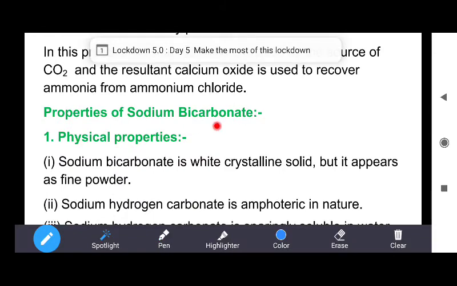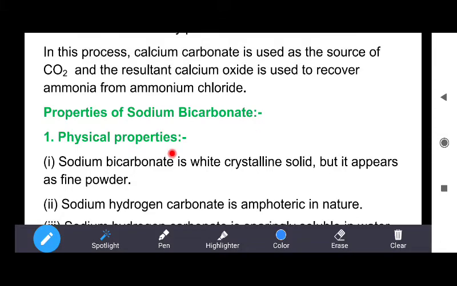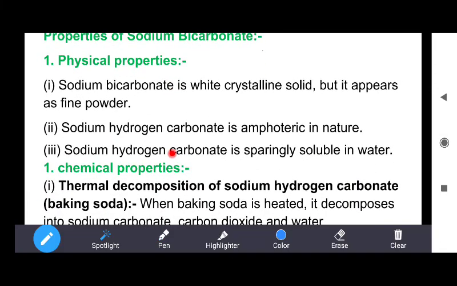Again, some properties of sodium bicarbonate. There are two types of properties: physical properties and chemical properties. In physical properties, the first property is that sodium bicarbonate is a white crystalline solid, but it appears as a fine powder.